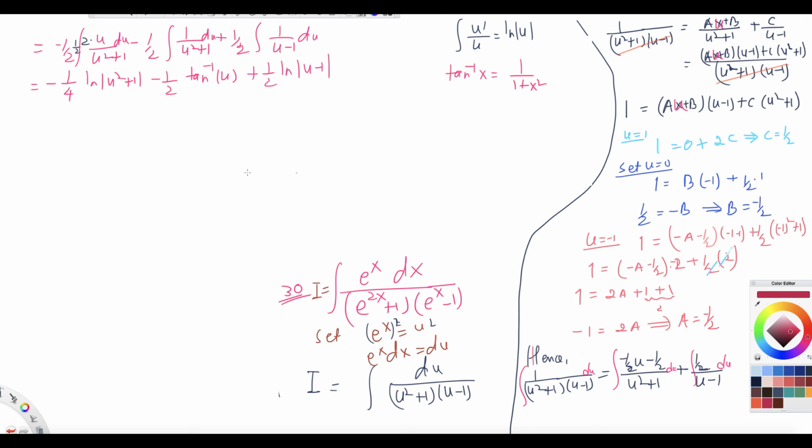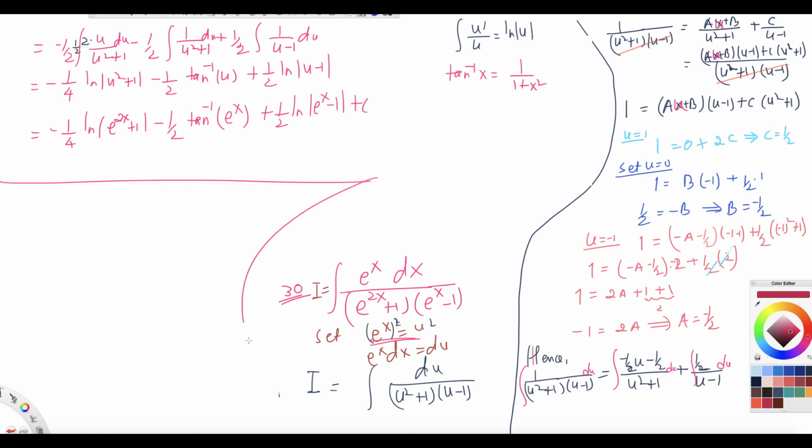Now plug back in the value of u. What do you get? Negative 1/4. u is e to the x, right? So natural log of e to the 2x plus 1, that's the u squared, minus 1/2 tangent inverse e to the x, plus 1/2 natural log of e to the x minus 1, plus c. That is the final answer.